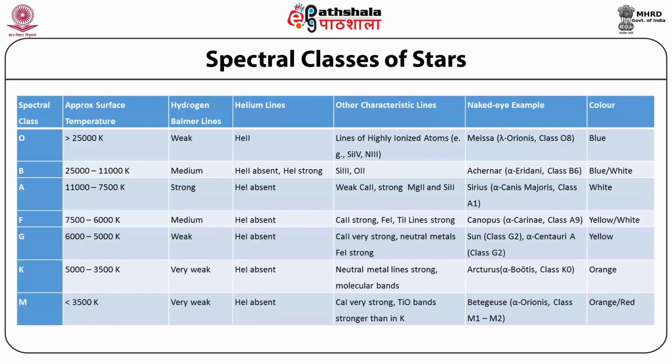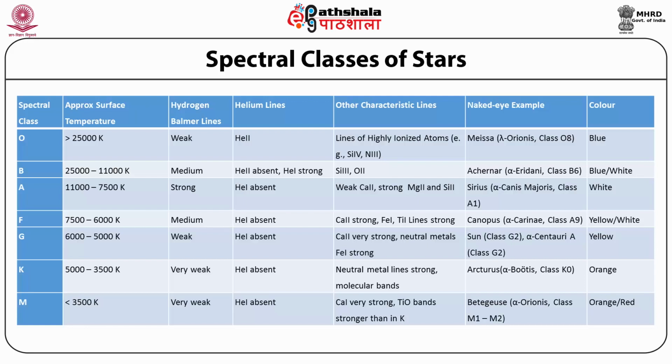Next is B, having temperature around 25,000 to 11,000 Kelvin, with medium hydrogen Balmer lines. He2 lines are absent in this, whereas He1 are strong. Other characteristic lines belong to Si3 and O2. The naked eye example is Achernar, Alpha Eridani, class B6, and the color is blue-white.